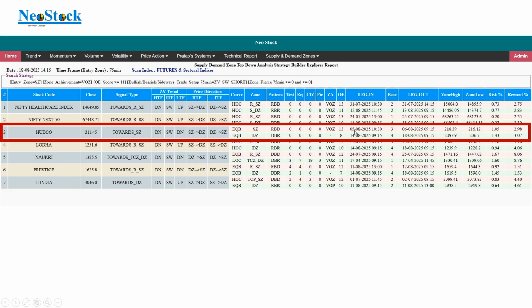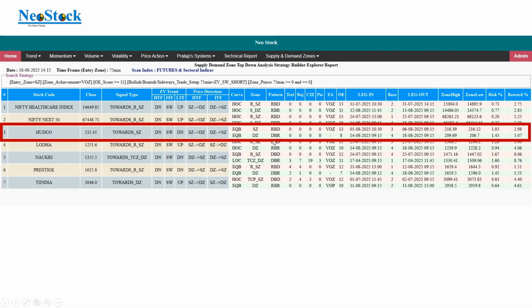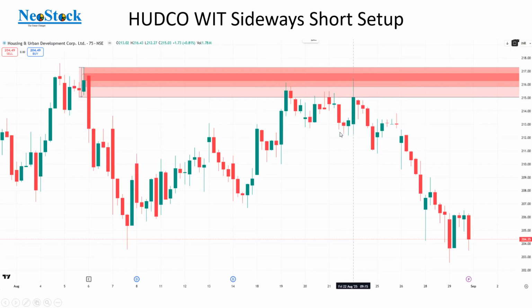The entry time frame zone's leg-in is at 10:30, with 3 base candles. So this is the zone. Rally base drop. So here, rally base drop, and here we have a fine-tuned 5-minute zone. A perfect trade we got. When?